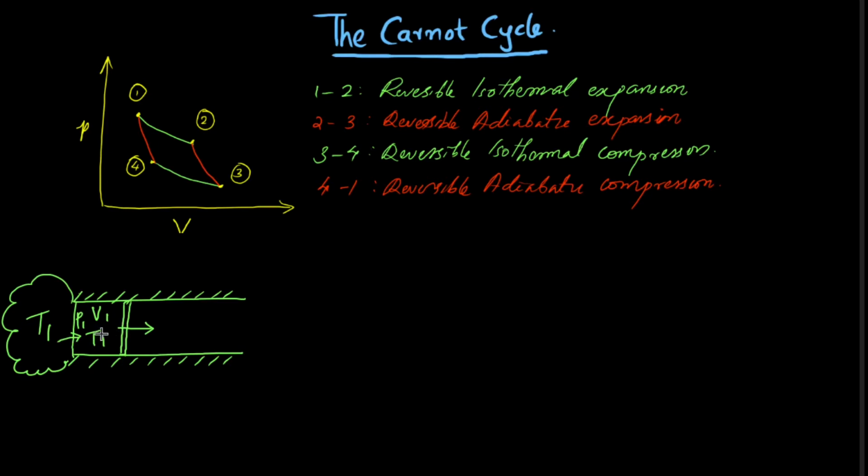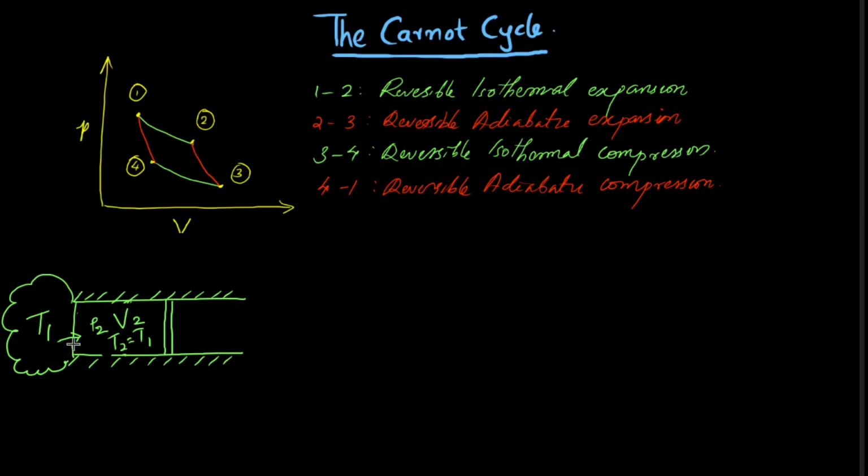So the gas expands isothermally from state 1 to state 2. When it reaches state 2, its temperature remains the same, its pressure decreases to P2 and volume increases to V2, and temperature T2 is the same as T1. So the gas has expanded isothermally from state 1 to state 2.